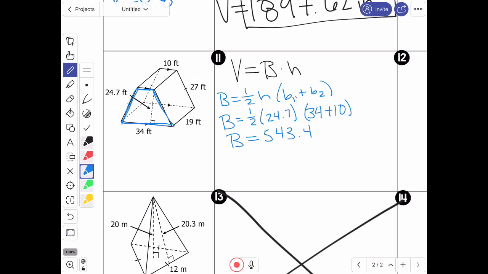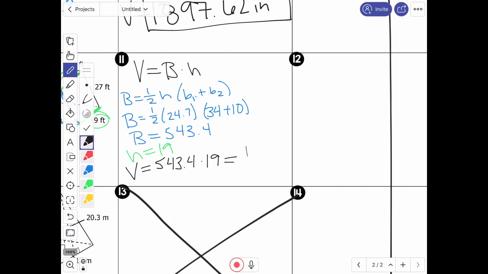And then now I need to find my height. My height is going to be the distance between the two bases, or the height between the two bases. So here and here and here. Those should all be the same distance of 19 feet. So my height is just 19 feet. So the volume is going to be 543.4 times 19 to give me a volume of, this one's a big number, 10,324.6, and then we're in feet cubed.